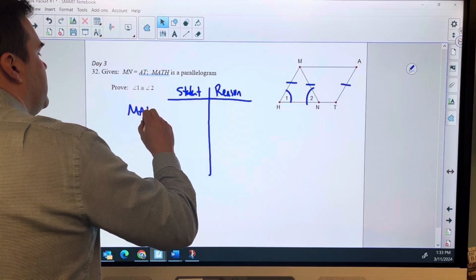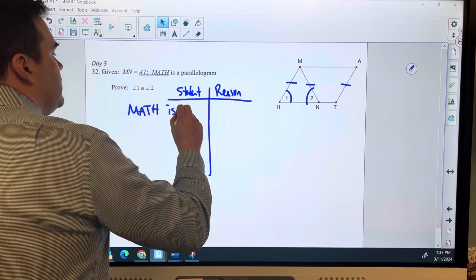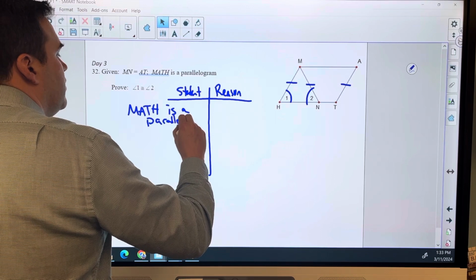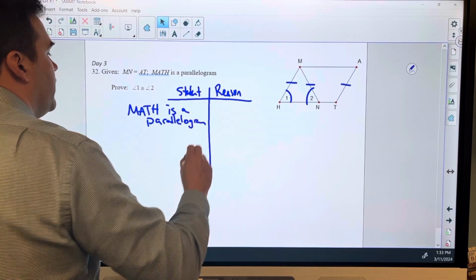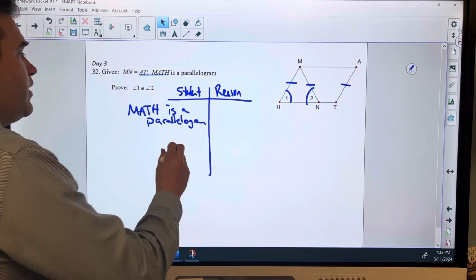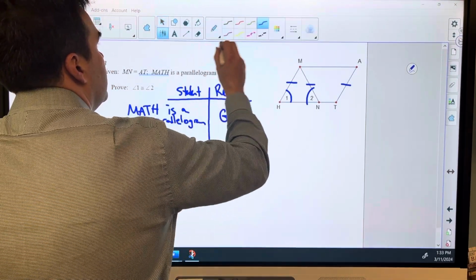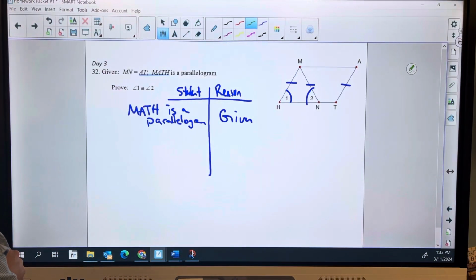So MATH is a parallelogram. Man, I wish there was an abbreviation for that. Is a parallelogram given. Let's change up the colors so it's a little bit easier to see.